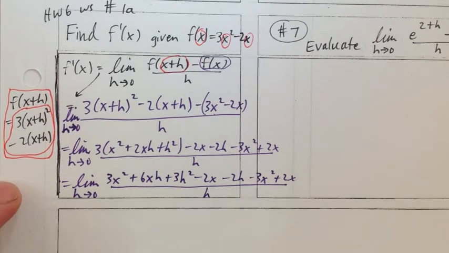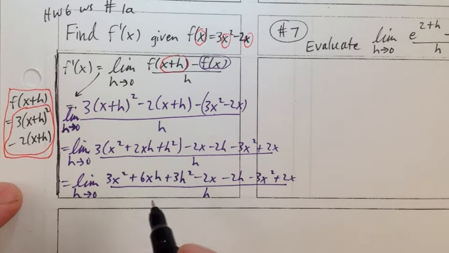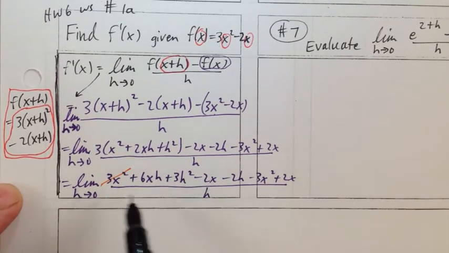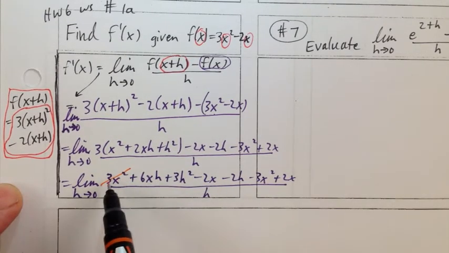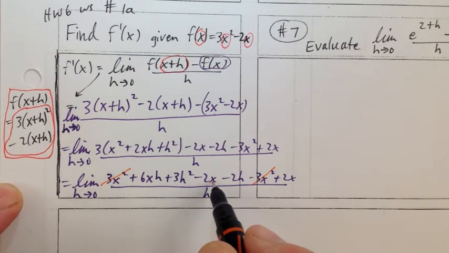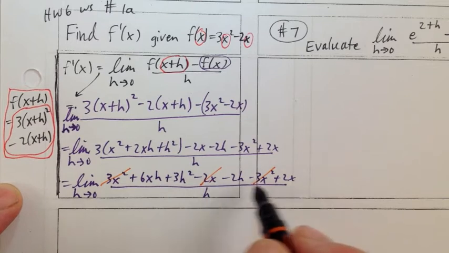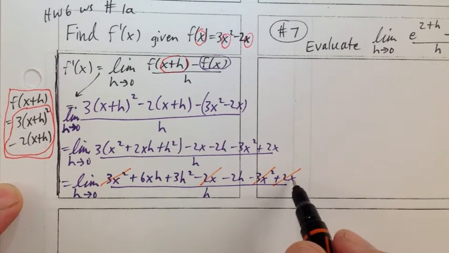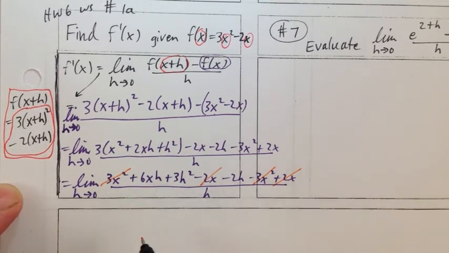And finally, we get to cancel some terms in this numerator that don't have an h in them. 3x squared, I know that's going to cancel with something that's over there. And then any other term that doesn't have an h in it, oh, there's one. Negative 2x, that's got to have a partner. That's the positive 2x over there, so those cancel each other out.